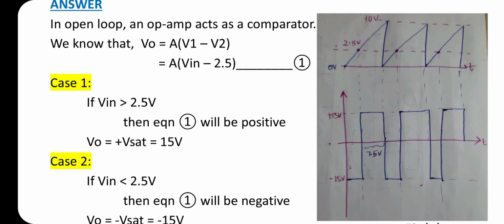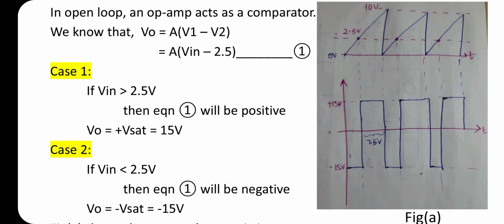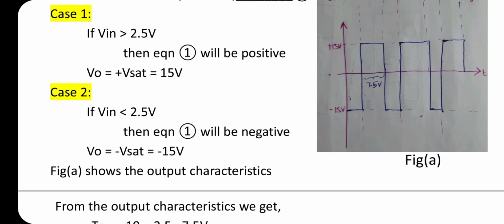We know that V0 equal to A into (V1 minus V2). Here, A into (V in minus 2.5). Hence, substitute two different values for V in. Consider case 1: if V in is greater than 2.5, then equation 1 will be positive. That is, at that time we get output V0 equal to plus V sat, which is equal to 15 volt. In case 2, if V in is less than 2.5 volt, then equation 1 will be negative, and V0 equal to minus V sat, which is equal to minus 15 volt.